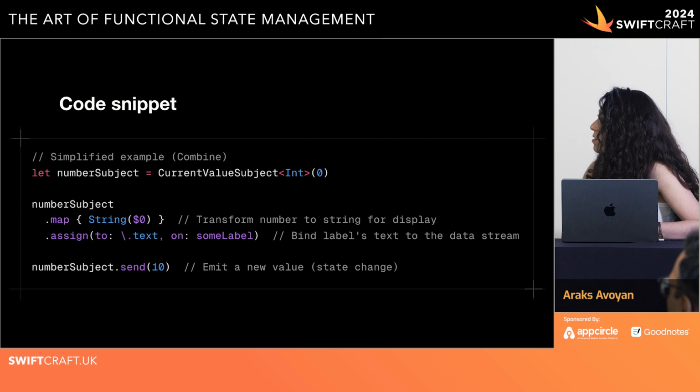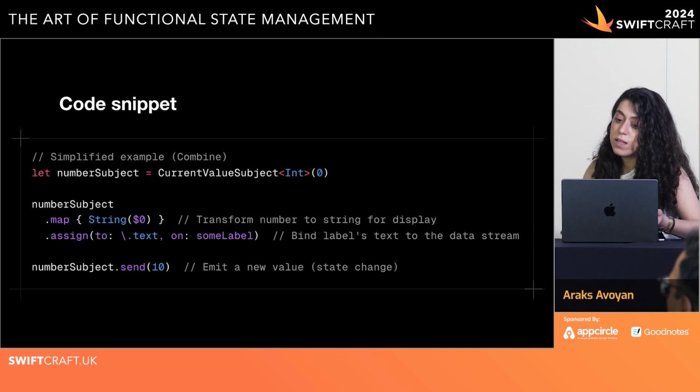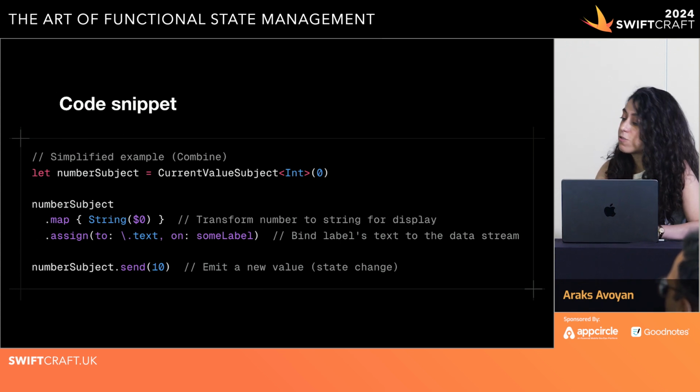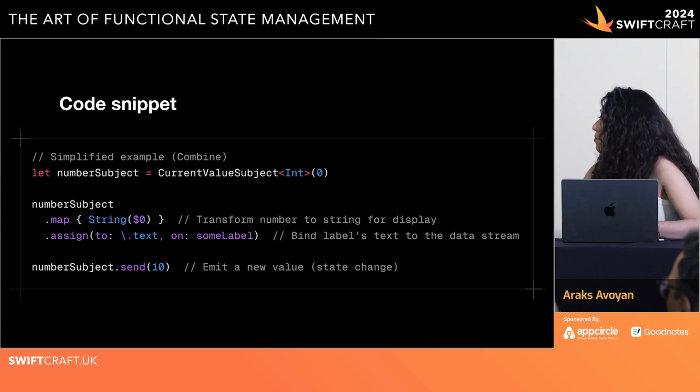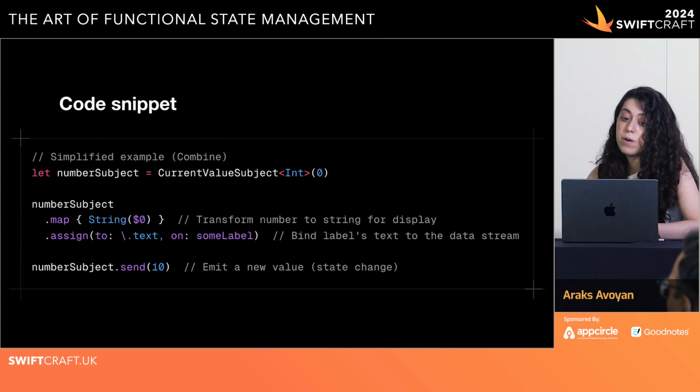Here's a simple example. We define a CurrentValueSubject publisher that emits integer values. We then use the map operator to transform the integer into a string for display. Finally, we use the assign(to:) method to bind the data stream to the text property of a label. Then we call send(10). The publisher emits a new value, which is a state change, and the label text automatically updates to 10 due to the binding.